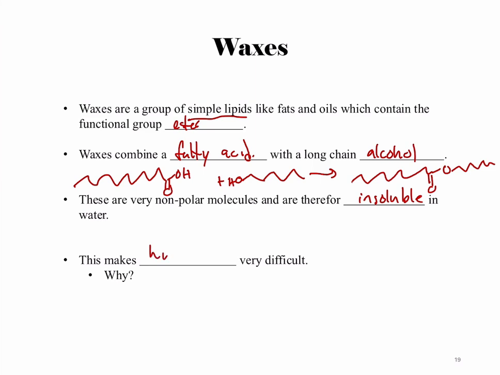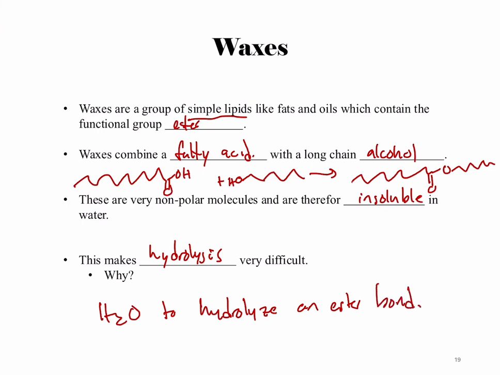And this makes hydrolysis very difficult. And so you might ask, well, why does it make hydrolysis difficult? Well, if you're insoluble in water, we need H2O to hydrolyze an ester bond. And so if we don't have water around, it's hard to hydrolyze that ester bond. So that's why it's difficult to hydrolyze waxes in water.